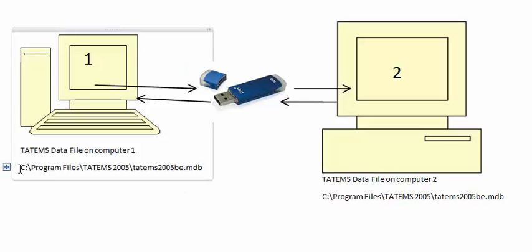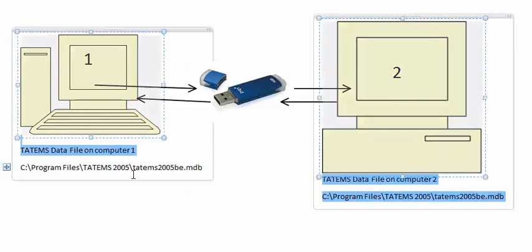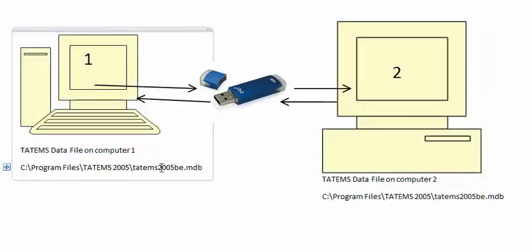So the data on each computer is going to be inside C program files TATEMS 2005 / TATEMS 2005 be.mdb. Or if you've got a 64-bit machine, like a newer version of Windows, like Windows 8 and maybe even Windows 7 or Vista, then it's going to be inside program files x86 and then / TATEMS 2005 / TATEMS 2005 be.mdb. So it just depends on which version of Windows you have.